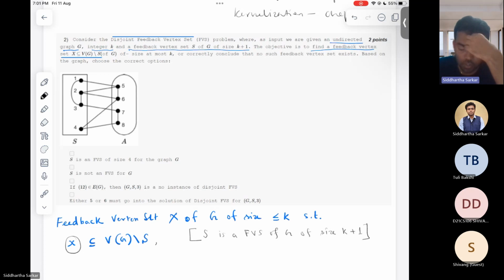Okay, so now we look at the given graph. In the given graph, there are 4 vertices in S. These are the vertices in S. So if S is 4, then what is the value of K? Remember that S is the feedback vertex set of G of size at most K plus 1. And here in this example, S has 4 vertices. So what is the value of K? It's an intermediate question I'm asking.